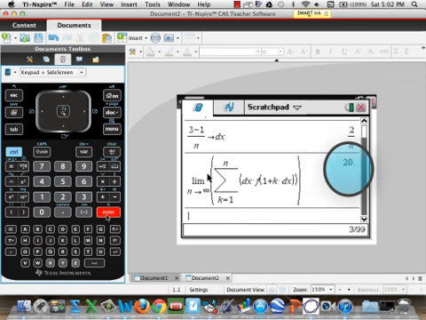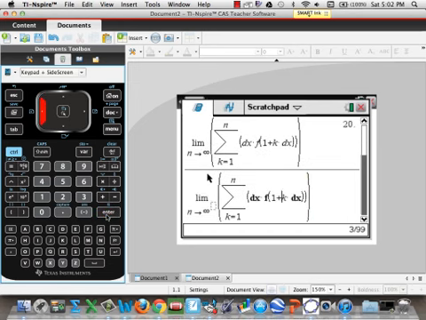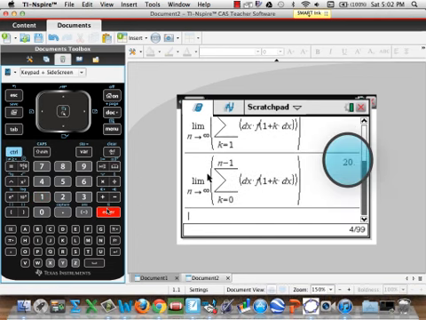So that's telling us the exact area between the graph of f and the x-axis between 1 and 3 is 20. Let me just verify real quick that if we did a left sum, we get the same answer because of the limit going to infinity. It doesn't matter which method we use, we're going to get the same answer. So if we did a left sum, we go from 0 to n minus 1, and we still get 20.